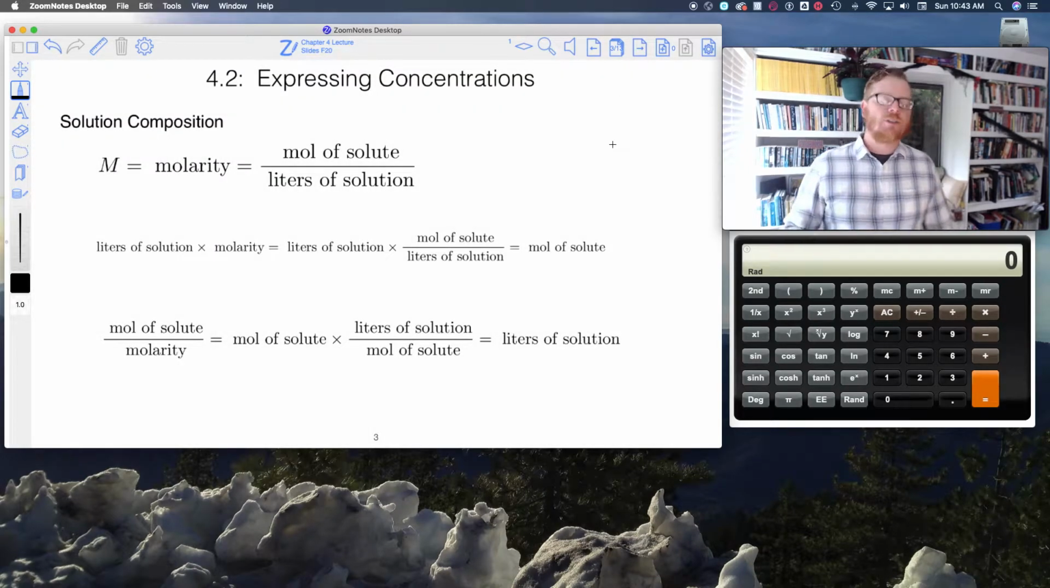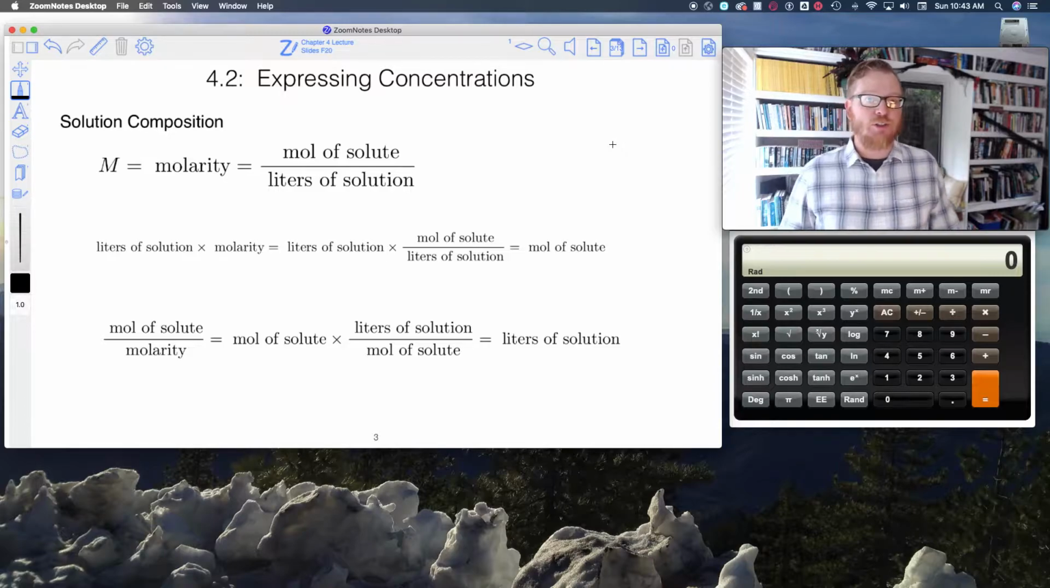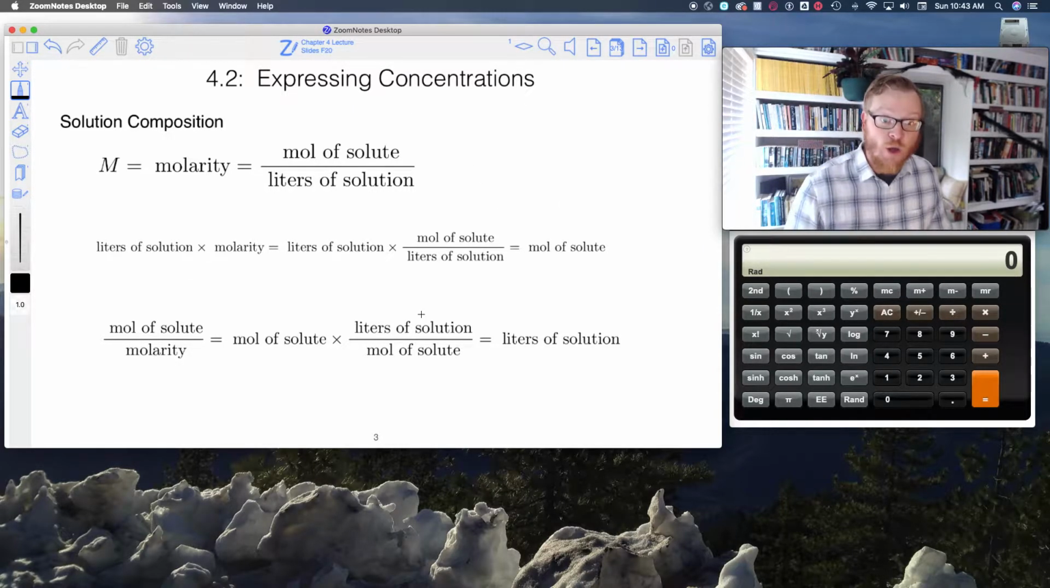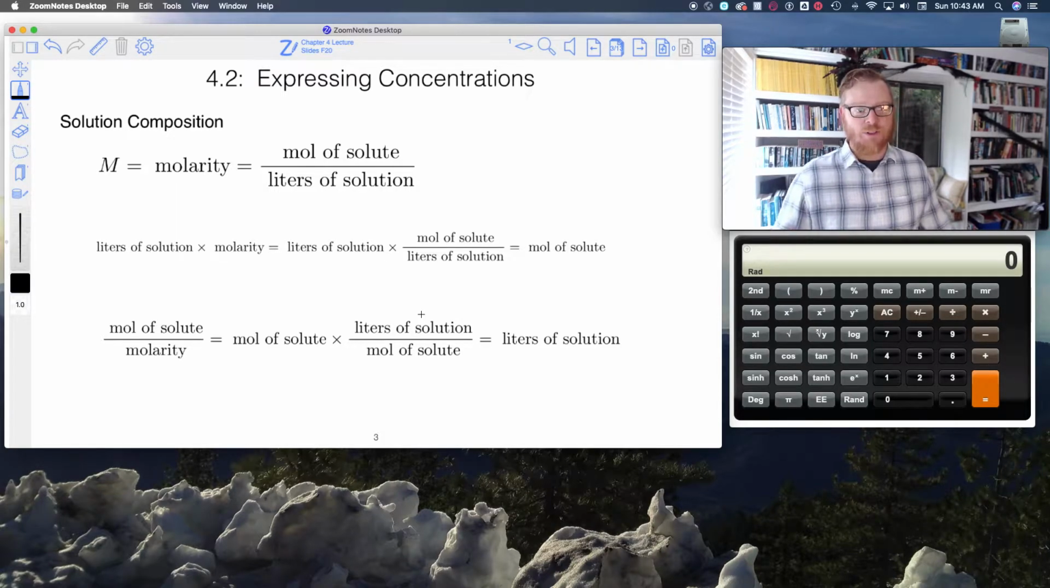So moving along. We quantify solution composition by using various forms of concentration. How much solute is in our solution? We do that by using molarity, and molarity is always given with a capital M.